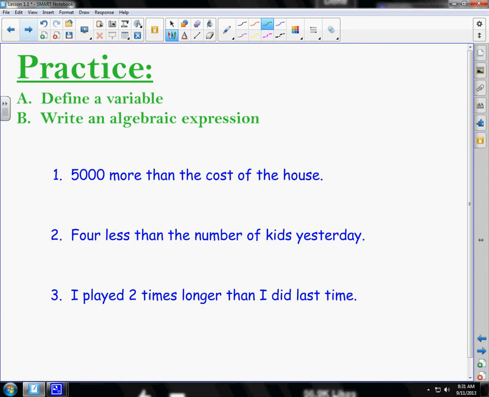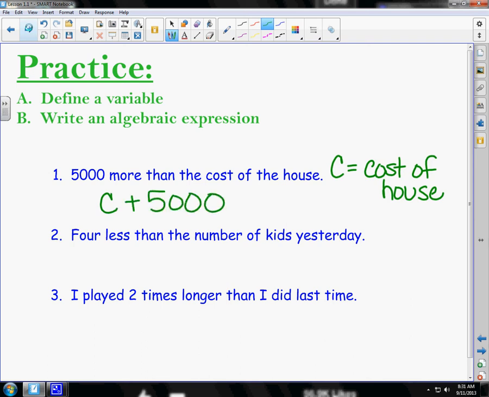Number 1, $5,000 more than the cost of the house. I'm going to have C equals the cost of the house. So it would be C plus 5,000, my algebraic expression. 5,000 more than the cost of the house. You start with the house and then you add 5,000.